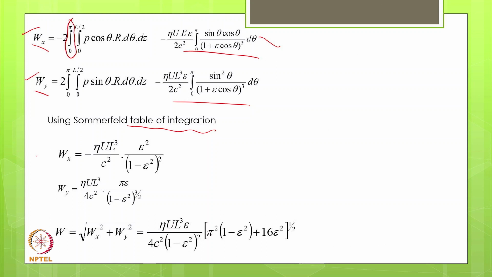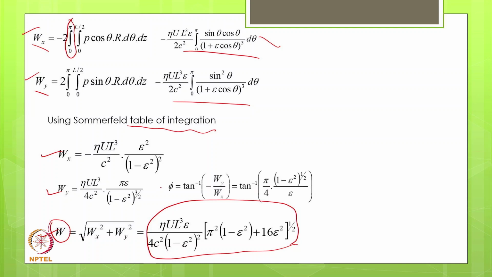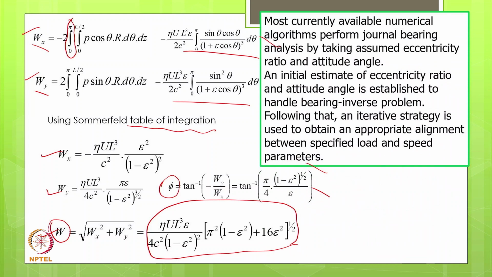So here the Wx, Wy and W can be given. You can see W again is in terms of the eccentricity ratio, which is not known to us. We know what W is, but the eccentricity ratio is not known. So it's the inverse problem. Another one is the attitude angle, which is also not known to us, and is again in terms of the eccentricity ratio. So we need to solve this problem, and the currently available numerical algorithms perform general bearing analysis by assuming an eccentricity ratio and attitude angle. Without that, we will not be able to solve problems.